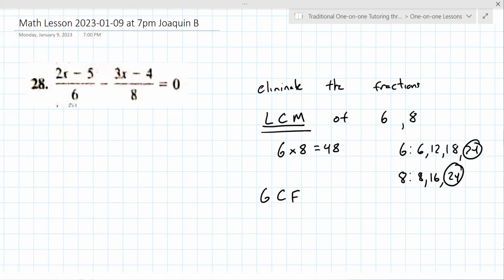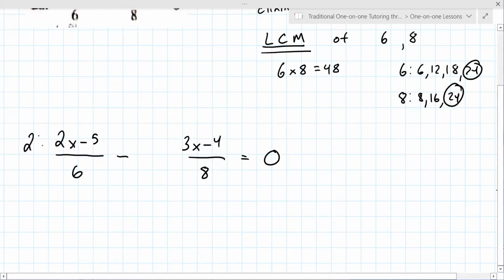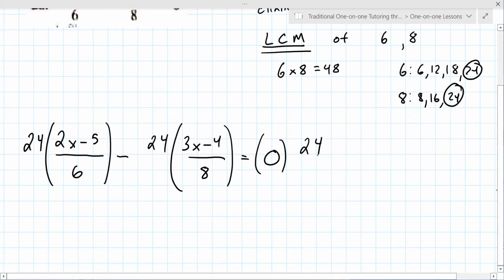All right, so now the reason you find that number is because you're going to multiply both sides of the equation by that number. So I'm going to rewrite the equation here, (2x minus 5) over 6 minus, I'm going to leave a little space there, (3x minus 4) over 8 equals 0. And you're going to multiply everything by 24. So I like to show that here. Now it's everything. So even this 0 gets multiplied by 24. And it doesn't matter whether the 24 is on the left or the right, you're still multiplying in.